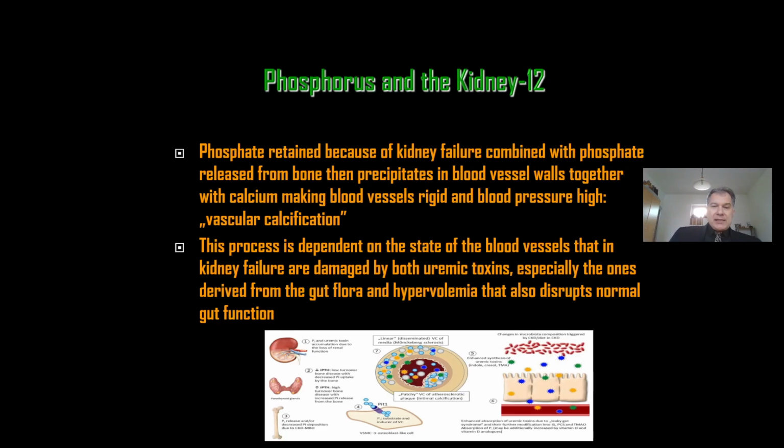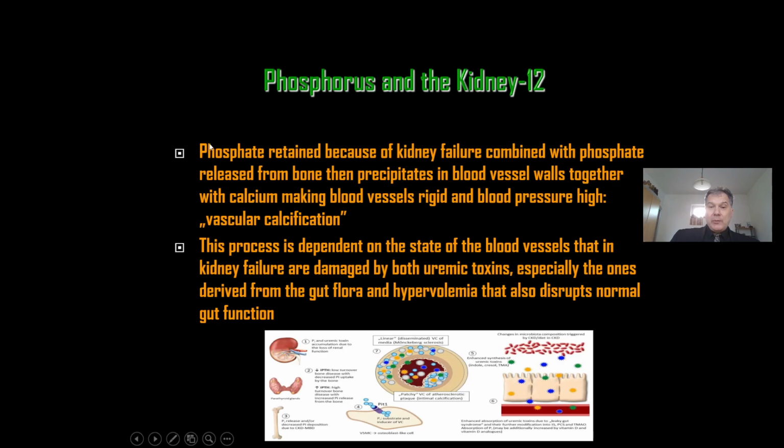So this process is dependent on the state of the blood vessels, because in kidney failure what happens is that you have what we call uremic toxins. These are poisons that gradually accumulate in your blood. And especially the uremic toxins that are produced in the gut, okay, they harm your blood vessels. Now, here comes the problem. If you eat and drink too much, you have hypervolemia. Hypervolemia means that you have too much fluid and too much salt in your body.